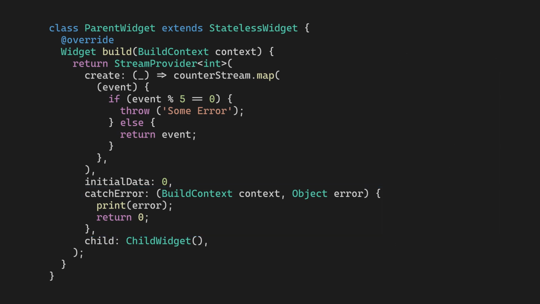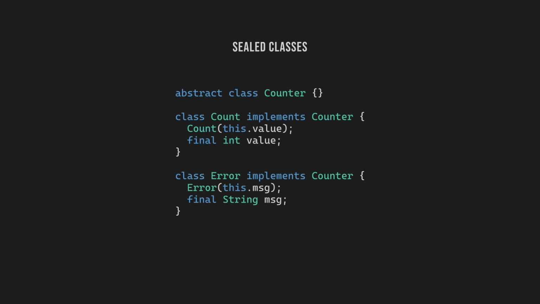As an example, let's say we want the error to be passed down to the UI. To do that, we need to model our data using sealed classes. Warning, what follows is just a simple example. At the end of the example, I will point you to a package that will make all of this easier. First, we'll create an abstract counter class and then create a count and an error class that implements counter. Count takes in an int value and error takes in a string error message.